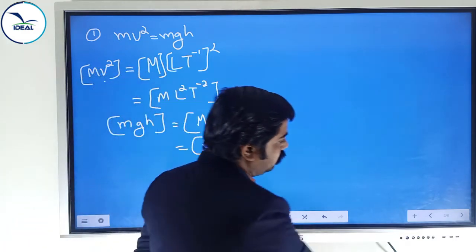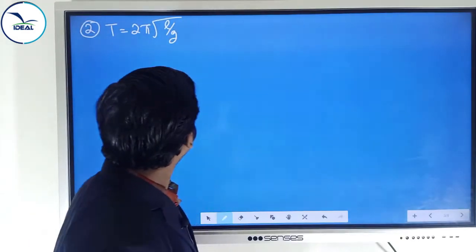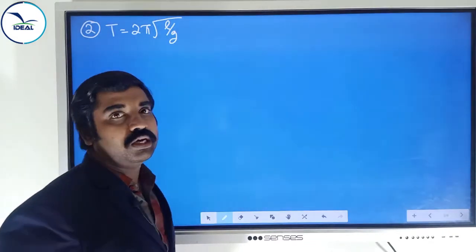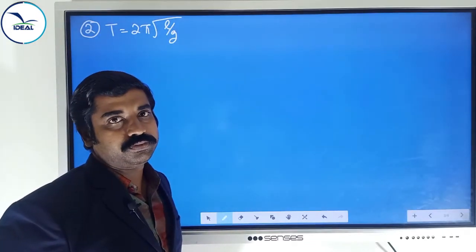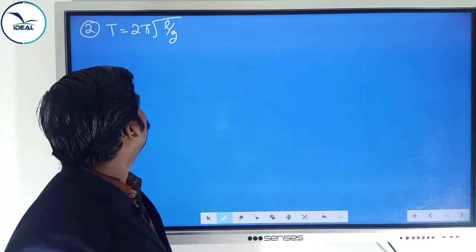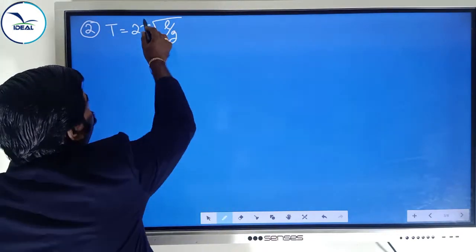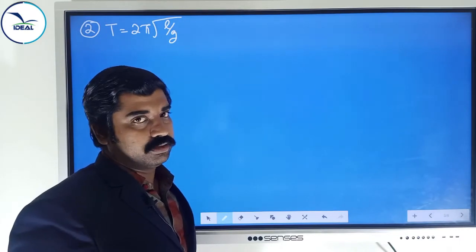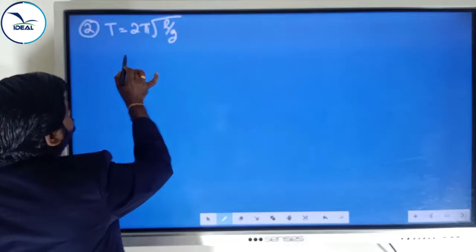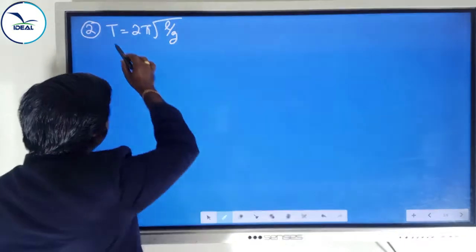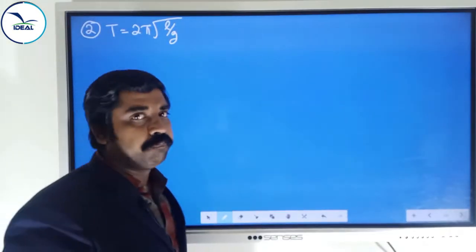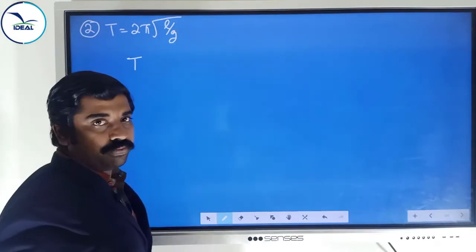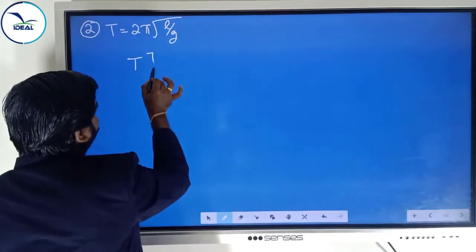Okay, then next question. T equal to 2 pi root L by g. How can we solve? We don't need to consider this 2 pi because it's a constant. So we know that T is the time period, so its dimension is T itself. We can write like this.